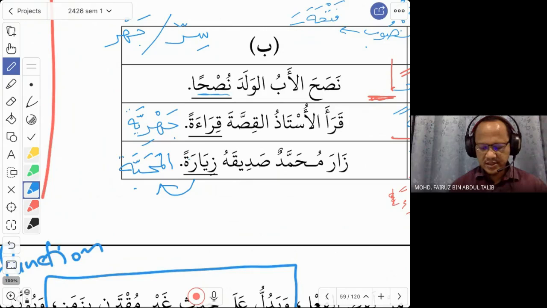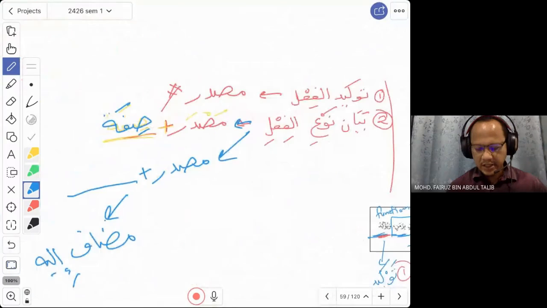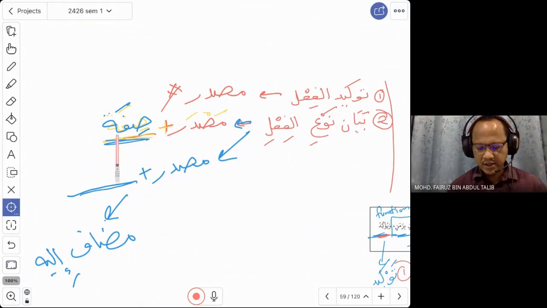So when the word ziyarah is combined with another word, the function has also changed. From tawkid, it is now to bayan nau'. How did he visit? What kind of visit? So this is actually a brotherhood visit or a love visit. That is how people use this for the second function. So there are two ways, by adding a word after the masdar, and that word could be an adjective, sifah, or it could be mudaf ilaih. It is up to you which one you want to choose. But this one is easier: rather than the mudaf ilaih, you go for sifah. You just add an adjective.